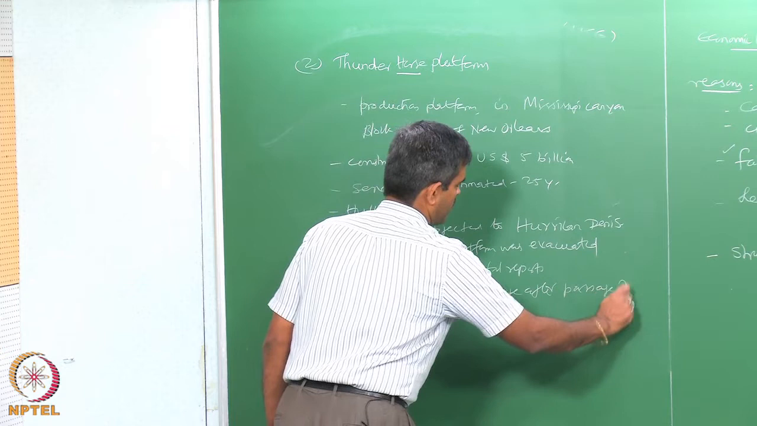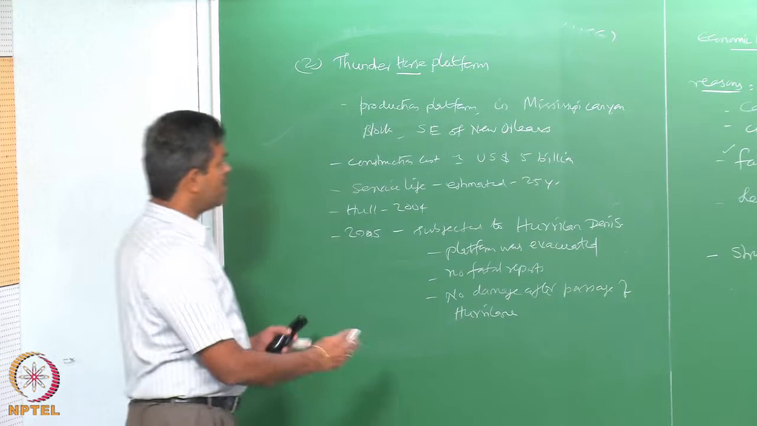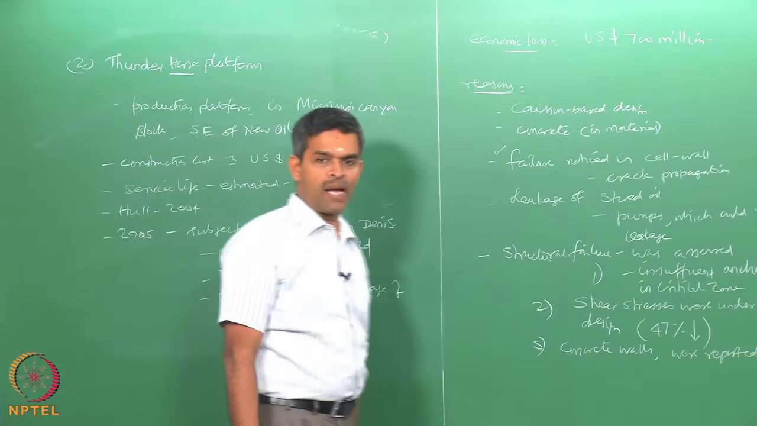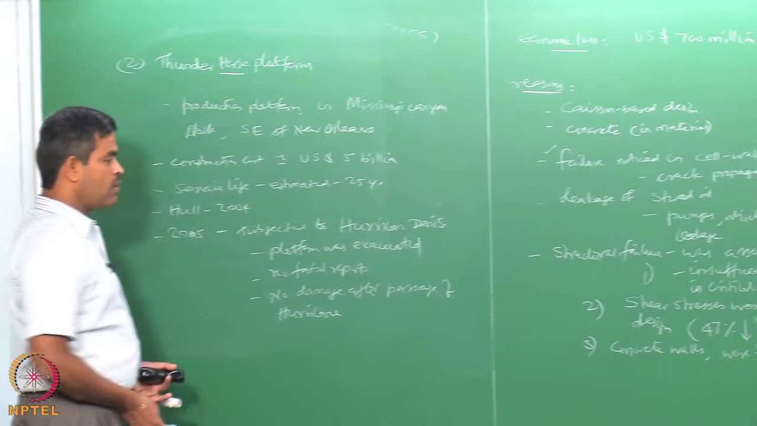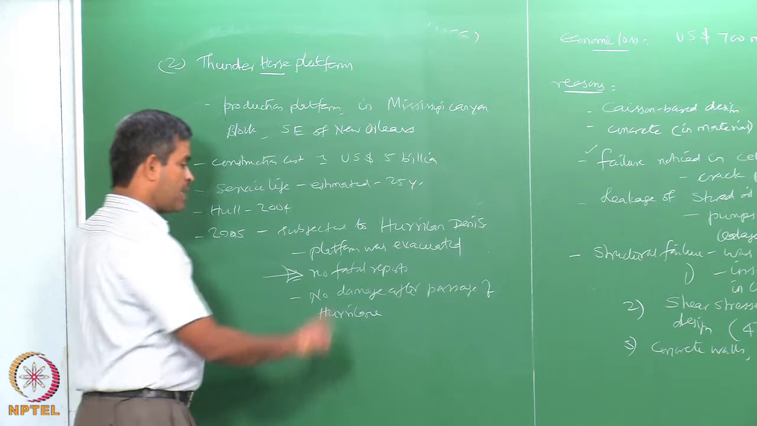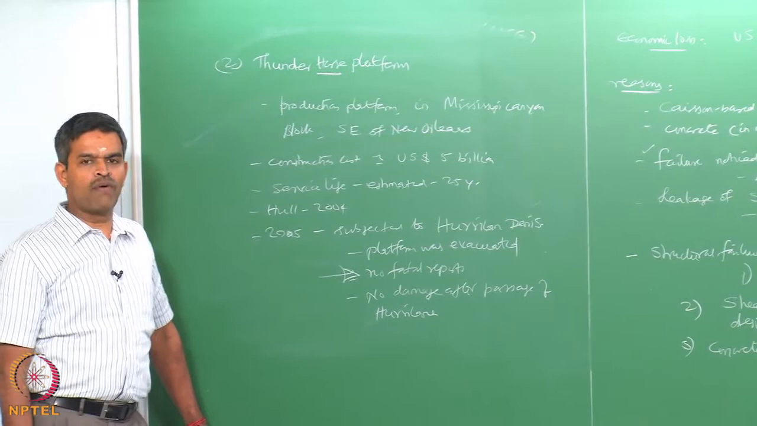So friends, here is an example which contradicts the whole idea that the design failure is very common. So it is a very uncommon phenomena which happened in the earlier failure case what we discussed. So in this case, even though a hurricane of a very high intensity or magnitude passed the platform, there were no fatal reports, the platform was evacuated successfully and the platform had no structural damage even after passage of the hurricane. The hull of the platform was perfectly integral.